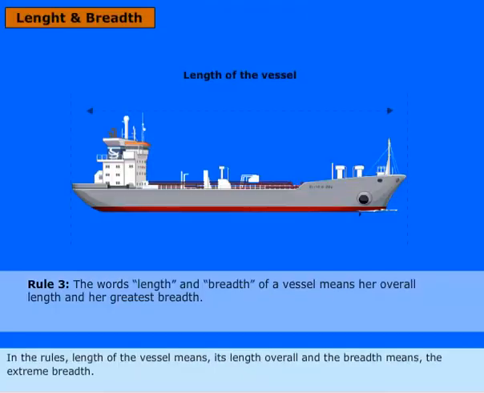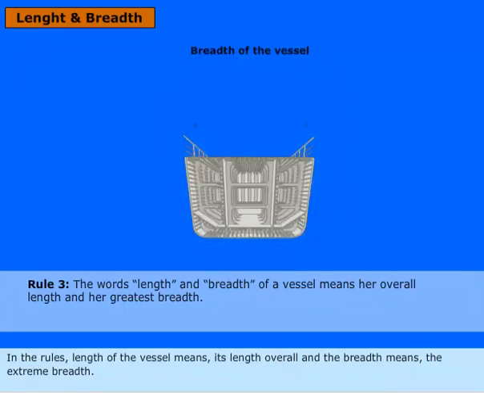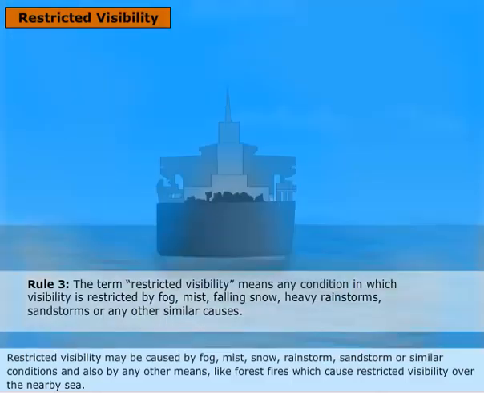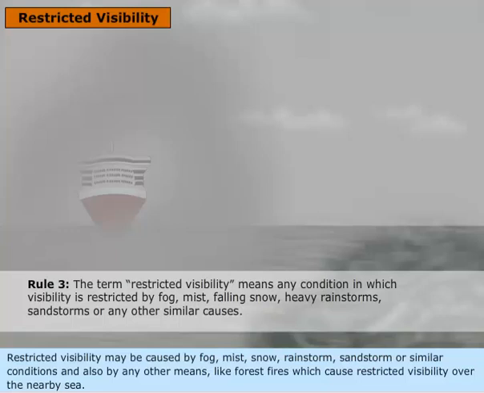In the rules, length of the vessel means its length overall, and the breadth means the extreme breadth. Restricted visibility may be caused by fog, mist, snow, rainstorm, sandstorm, or similar conditions, and also by any other means, like forest fires, which cause restricted visibility over the nearby sea.